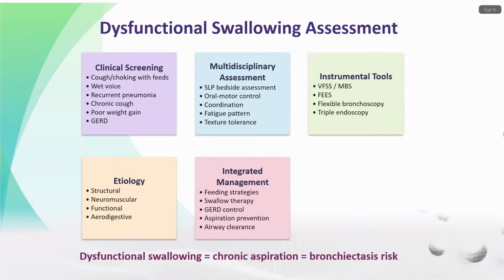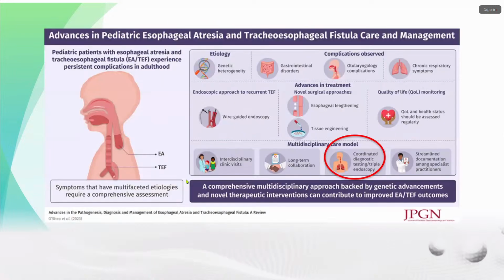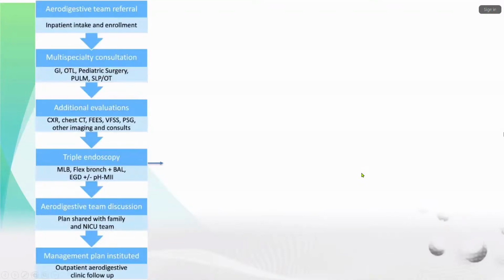And with the V, that means fiber optic endoscopic evaluation of swallowing, to see laryngeal cleft and whether there is any aspiration from above. With a swallowing assessment like this, we can identify the etiology and integrate the management for kids. For advanced care in pediatric esophageal atresia and TE fistula, they recommend doing the triple endoscopy. What does triple endoscopy mean?